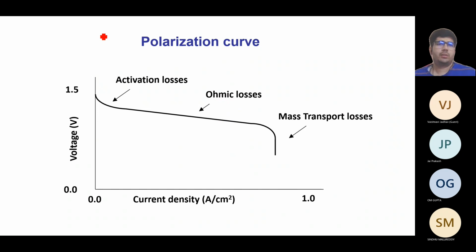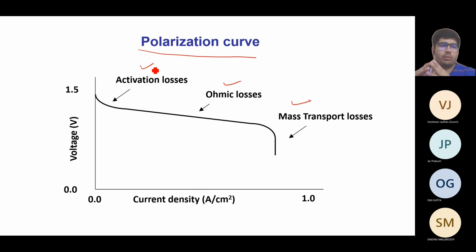So this is a basic, simple polarization curve in which there are basically three losses: activation loss, ohmic loss, and mass transport loss. These three losses are very important. They apply to both batteries and fuel cells. Actually, these are losses for electrochemical reactions. Whenever we are having electrochemical reactions, we are having these losses.